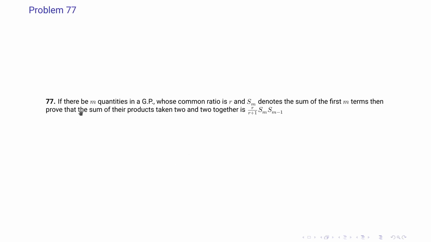Problem 77 says that if there be m quantities in a GP whose common ratio is R and Sm denotes the sum of the first m terms, then prove that the sum of their products taken 2 and 2 together is R by R plus 1 into Sm minus 1.